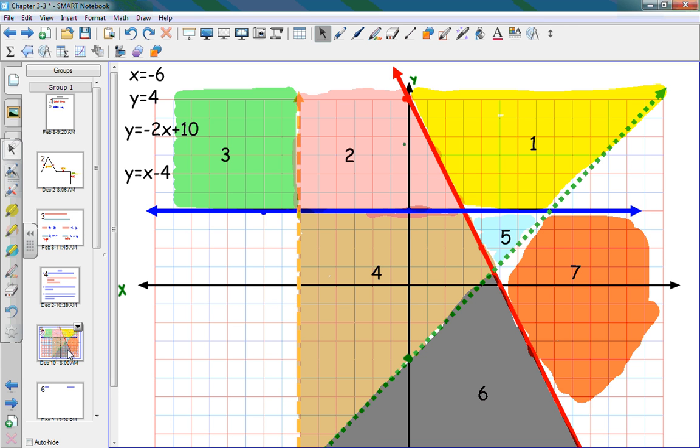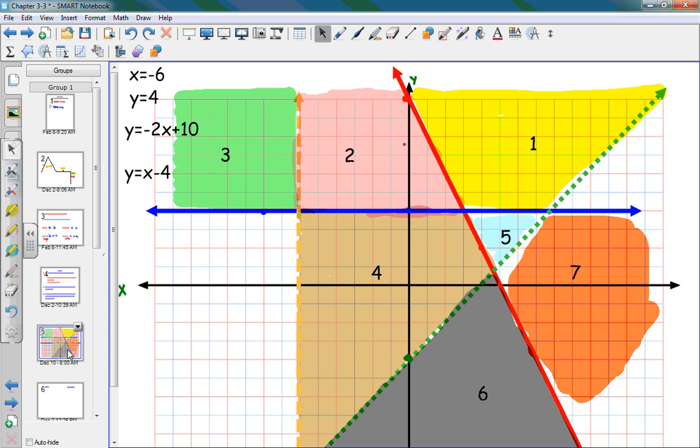Okay, with that said, are we ready? Our goal is to take those 4 equations that you see up there in the top left-hand corner and to put them on the correct line, either the blue solid, the orange dotted, the red solid, or the green dotted line. You have to determine which line goes where. So you tell me, what are the obvious ones?